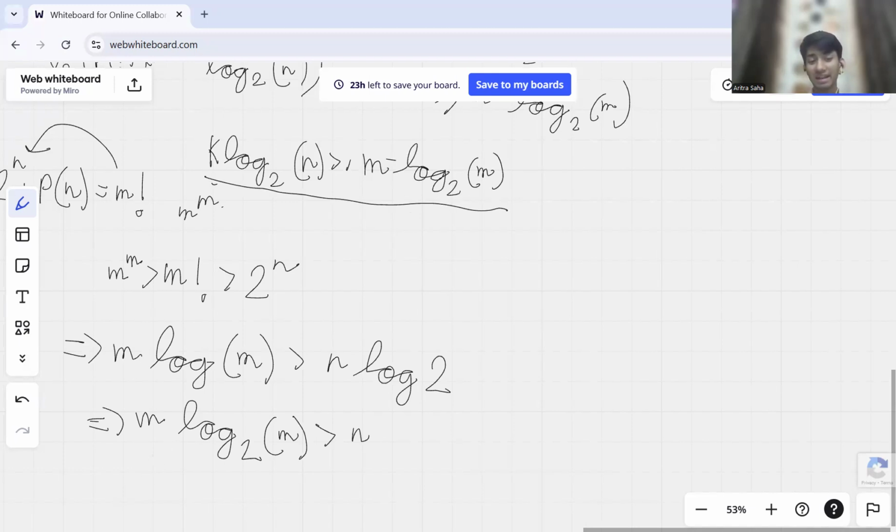So see, here m and n are related because log 2 of m is small. So some kind of way m and n are related. And here m and log 2 of n are related, not n. So we will have problems. Do you see intuitively why we will have problems?